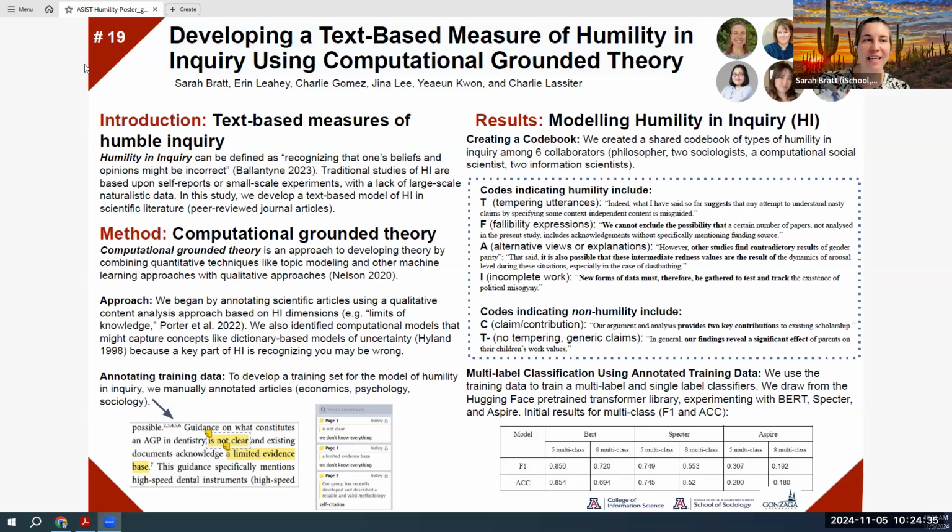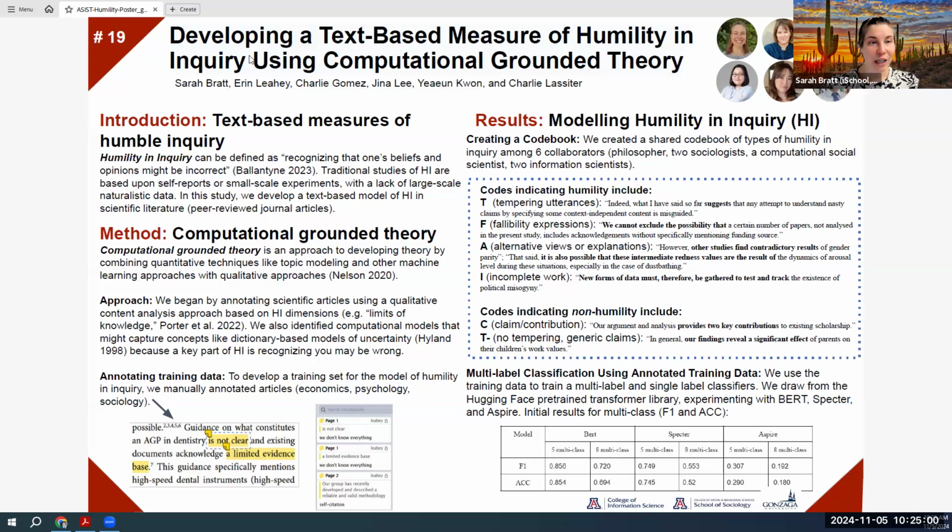So this study is a Templeton Foundation funded grant on this crazy concept of humility and inquiry. And it's a really interesting philosophical and psychological concept. But the basic idea is that you recognize that your beliefs or opinions might be fallible. And so you conduct lines of inquiry with a humble attitude or orientation. It's a very fraught concept.